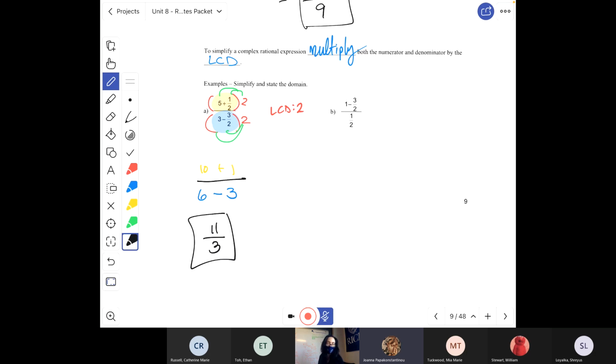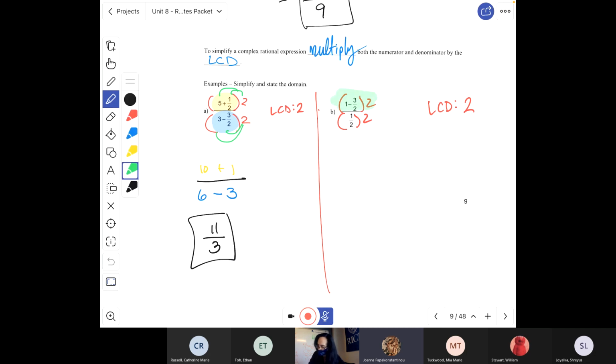No domain restrictions on this, right? Because there's no variables in the denominator. Okay. Again, what would the least common denominator be in this one? 2. I could split it into a division problem, invert the second fraction, and turn it into multiplication, or I could do this. So let's multiply every term in the numerator by 2, every term in the denominator by 2, and tell me what I would get. In the numerator, I would get what?